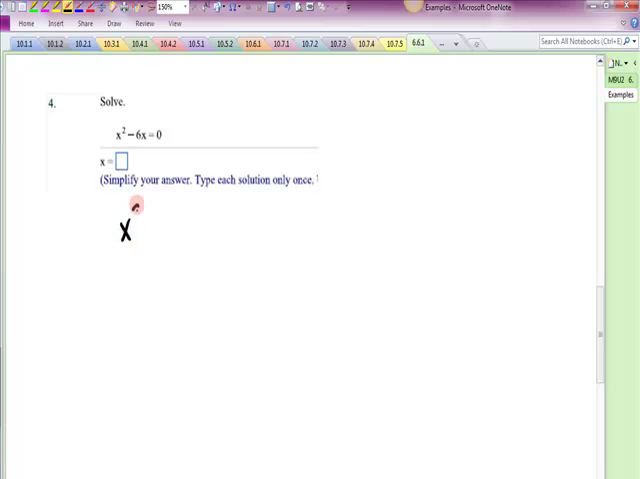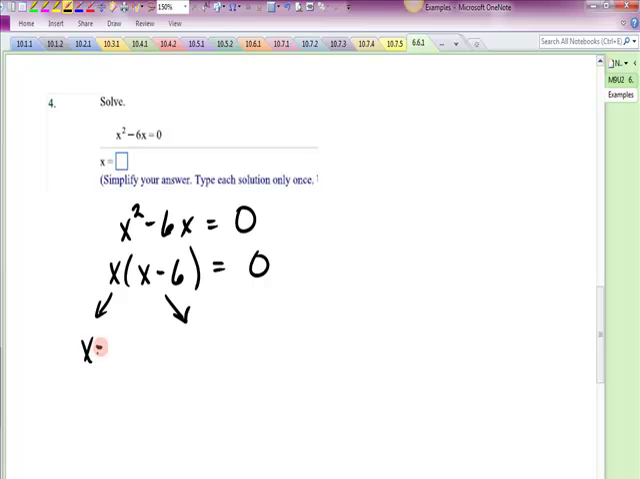The next one, I have x squared minus 6x is equal to 0. It is quadratic. It is equal to 0, so I can go ahead and try to factor. This time I see a common factor of x, so that's x times x minus 6 is 0. Set the factors, both equal to 0, so either x is 0 or x minus 6 is 0.